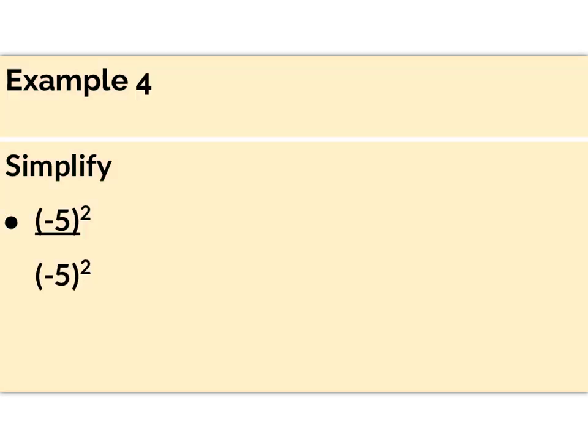Okay, so simplify. So we get dividing. We get the same base. 2 minus 2 gives us -5 to the 0 power. And any number to the 0 power is 1. And also, it's the same number, the same thing, so it's going to be 1. So that gets back to an earlier fraction lesson. Anything divided by itself is 1.